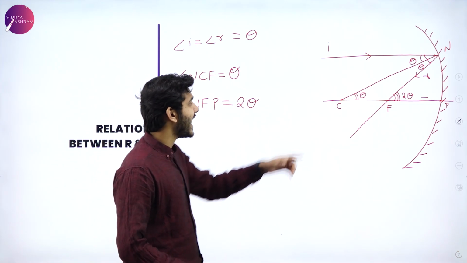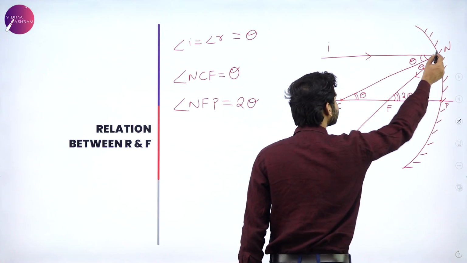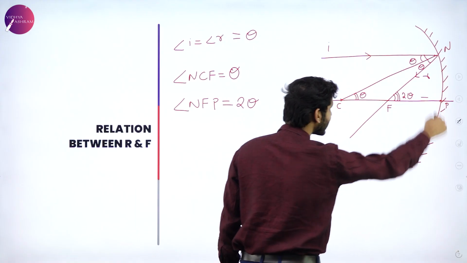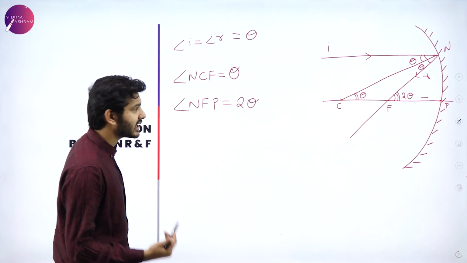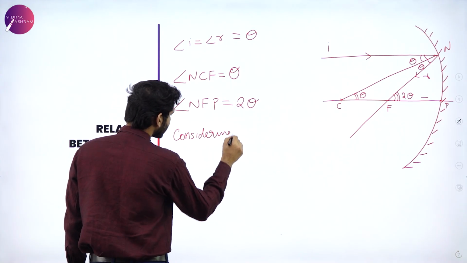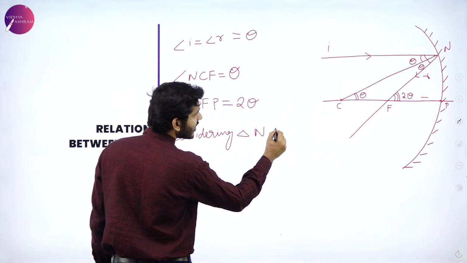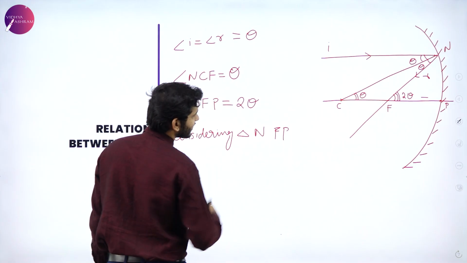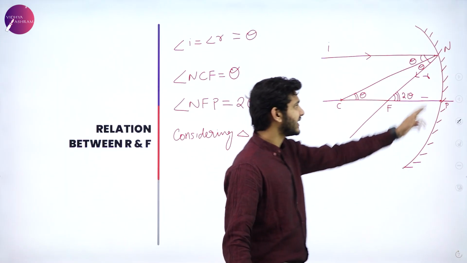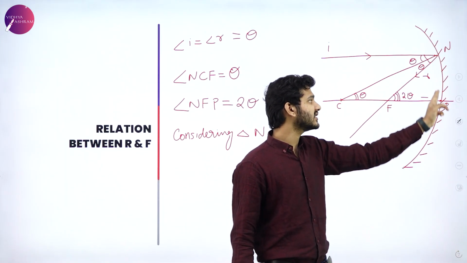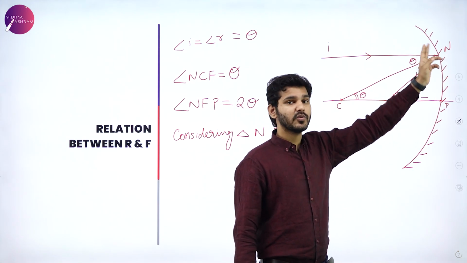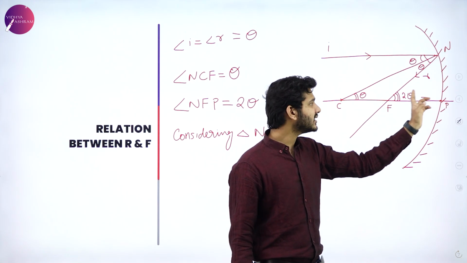Now, in order to begin the actual derivation, we are going to consider the triangle NFP. We are going to take this particular triangle. Again, don't forget that this is not a curved line. This is in fact a straight line. So NP is actually a straight line. So considering triangle NFP, what will be this particular side NP? I want to know what is this particular distance. So what will be NP? NP is nothing but.